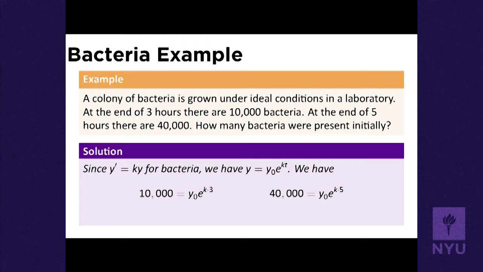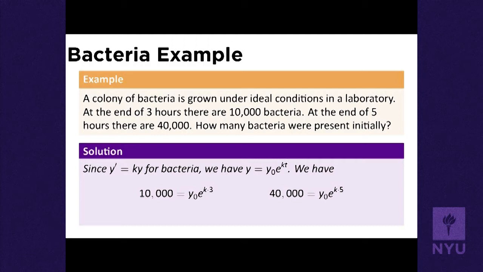The two things that we know are two different values of the population. They are 10,000 when time is 3, and 40,000 when time is 5. So what don't I know? I don't know k, and I don't know y0. The thing I'm actually asked to find is y0. So I have these two equations that I need to solve for the two unknown quantities, y0 and k. All right. That's the plan.